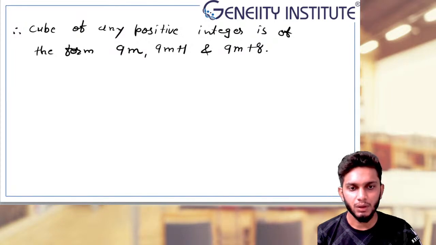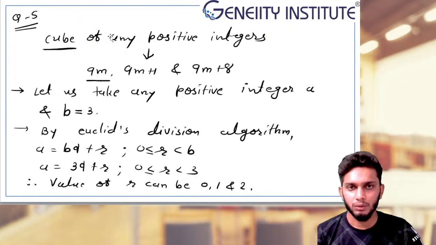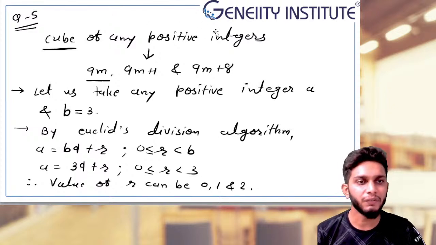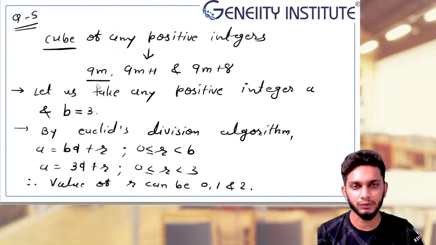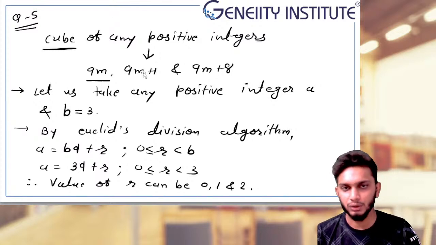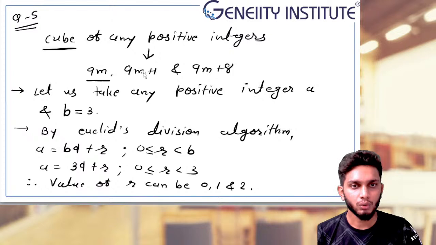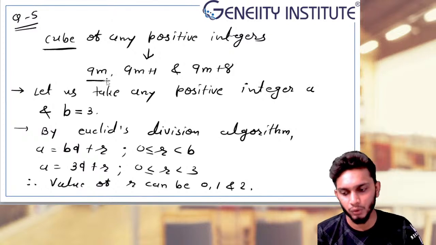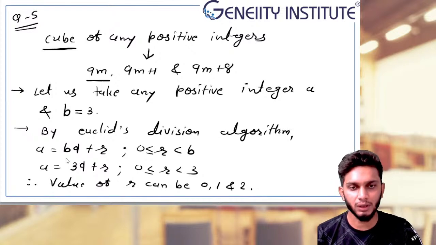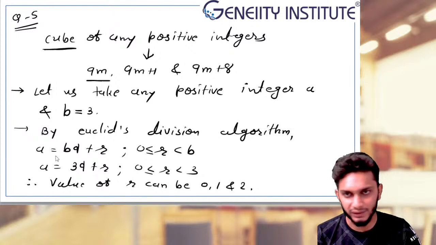It's our example number 5. Show that the cube of any positive integer is of the form 9m, 9m plus 1, 9m plus 8. So which cube of number contains 9? So 3 cube contains 9. So take 3 as a divisor. So we took 3 as the divisor.